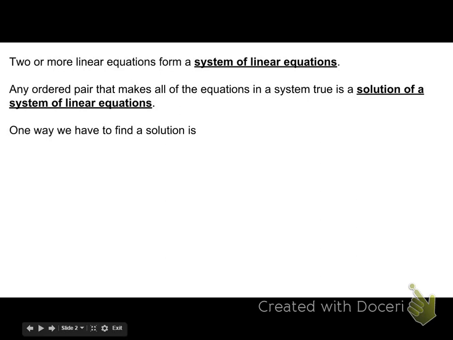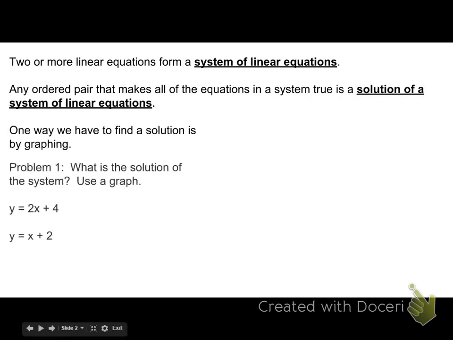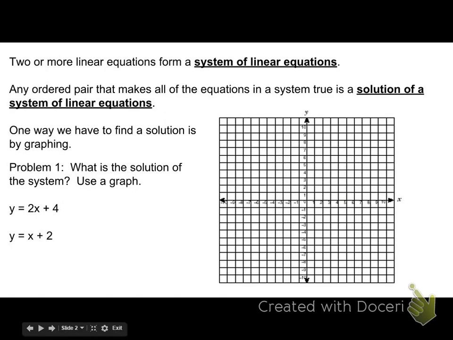One way we have to find a solution is by graphing. And that's what we're going to do today. So in problem 1, the system is y equals 2x plus 4 and y equals x plus 2. We would like to find out what ordered pair makes both of these equations true at the same time. And the way that we're going to do it is by graphing.